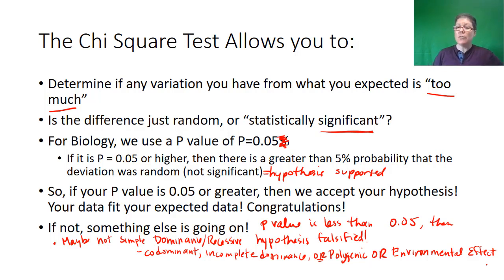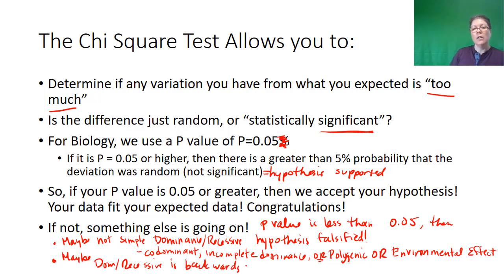Maybe it has an environmental effect, like we saw with the hydrangeas in the lecture videos, where in one soil pH they're pink and in the other soil pH they're blue. So you need to think about what might be going on. The other thing is maybe you just have your dominant and recessive backwards. Right, so these are all things to think about if your data do not support your hypothesis. So if your data falsify your hypothesis. This is what a chi-square test allows us to do.